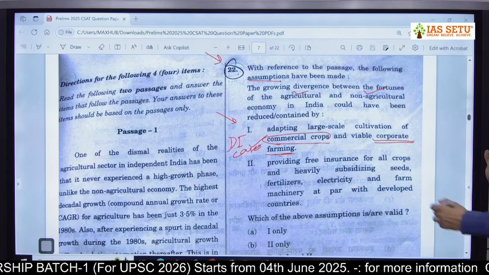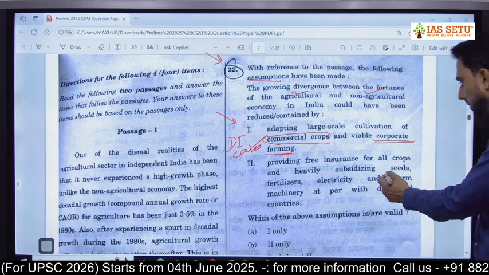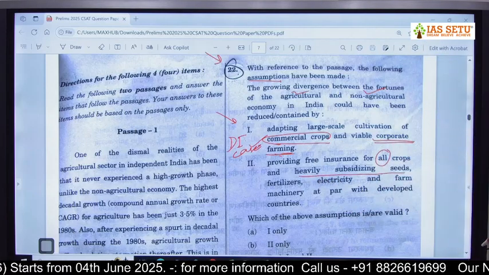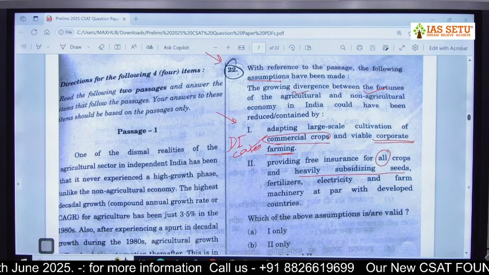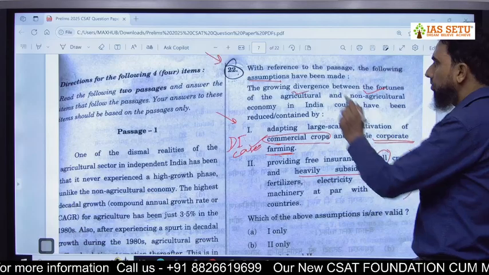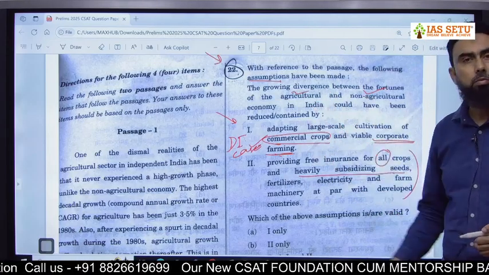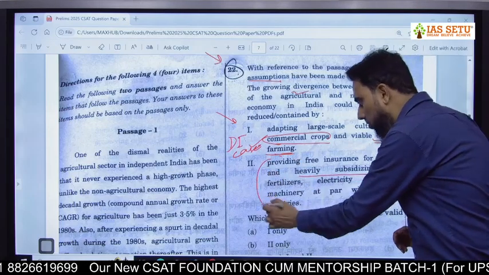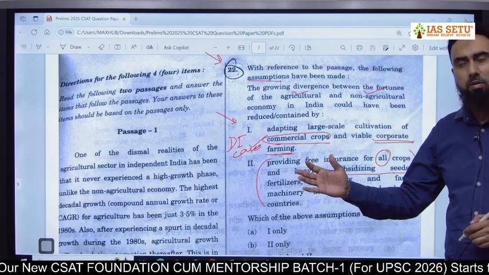Second says providing free insurance for all crops and heavily subsidizing seeds, fertilizers, electricity and farm machinery at par with developed countries. Whether these steps could have increased the agricultural fortune or not, apparently it sounds good. But all this is one-sided. To me, it is one-sided.